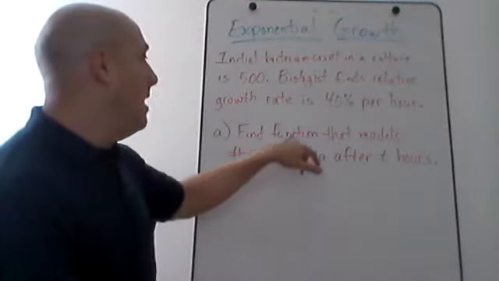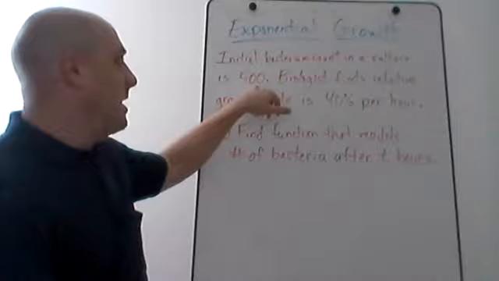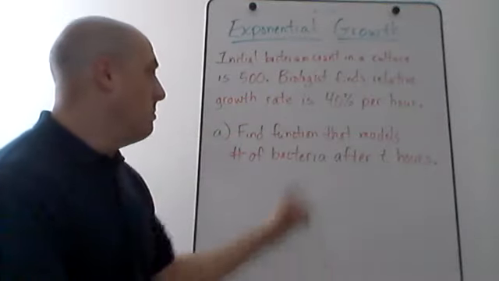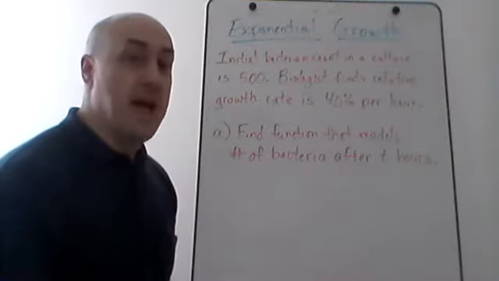It's correct. Okay, so the initial count is 500. The relative growth rate is 40% per hour. And we want to find the function that models the number of bacteria after T hours.